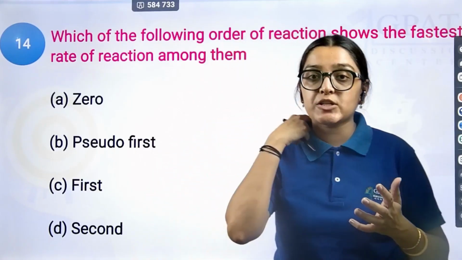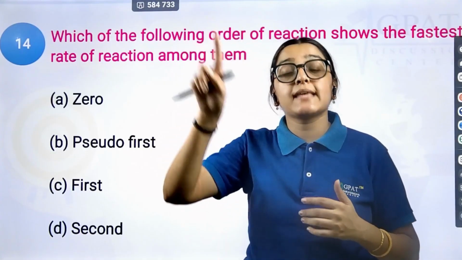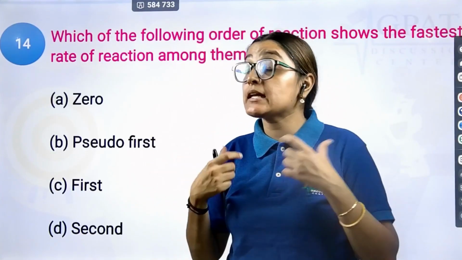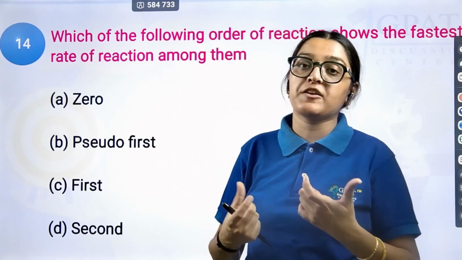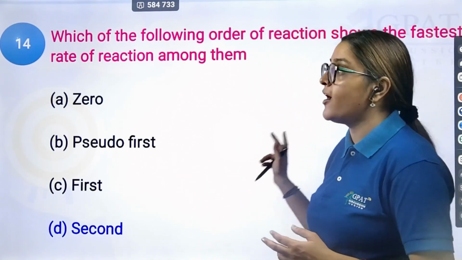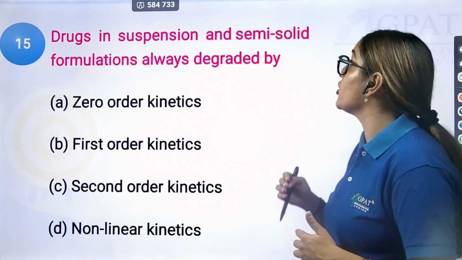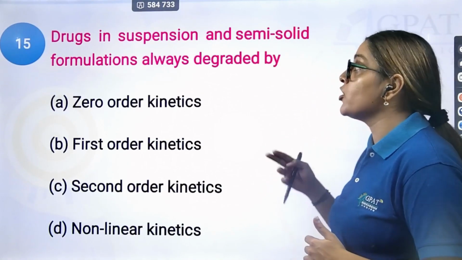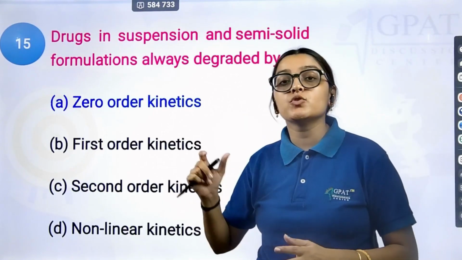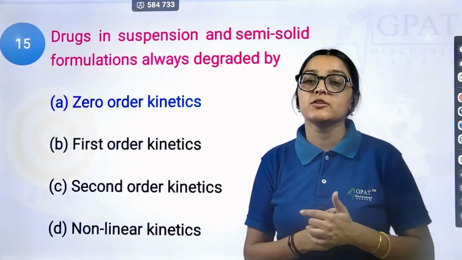Based on the rate equation, you can see in the second order, it is proportional to the second power of it, right? So although it is very incomplete to say that this will be fastest, but yes, based on the concentration, we say second order will be the fastest. Okay. Next, drugs in suspension and semi-solid formulations follow which type of kinetics? Actually, they follow pseudo zero kinetics, which is not the option here. So we have to go with the zero order kinetics.